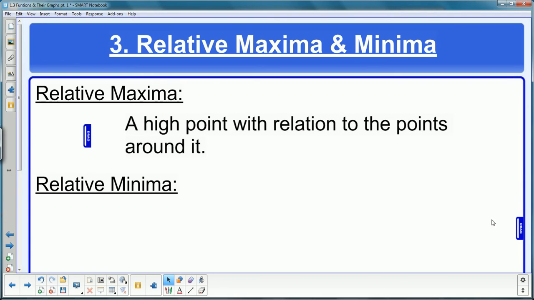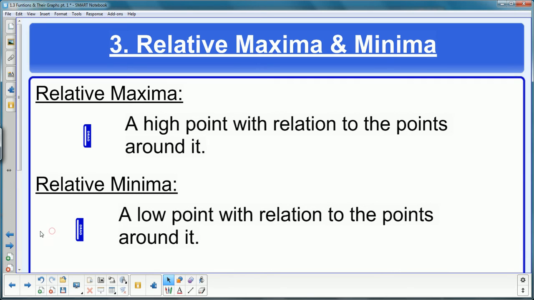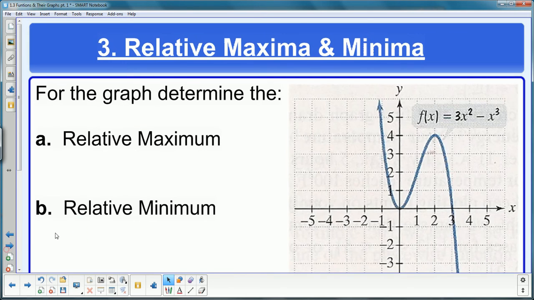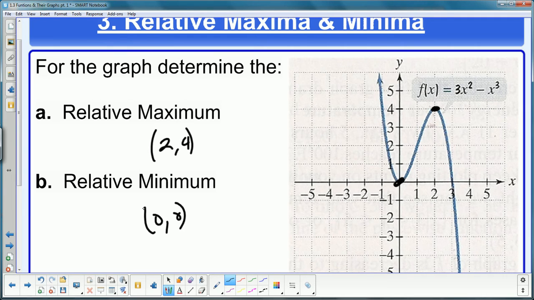So like a peak, and then a minimum is going to be a low point relative to all points around it, and that's like a valley. If we look at that same graph that we were just talking about, we're going to have a maximum at the high point here, and so we would just say that is at (2, 4), and our minimum is at this low point right here, which is at (0, 0).